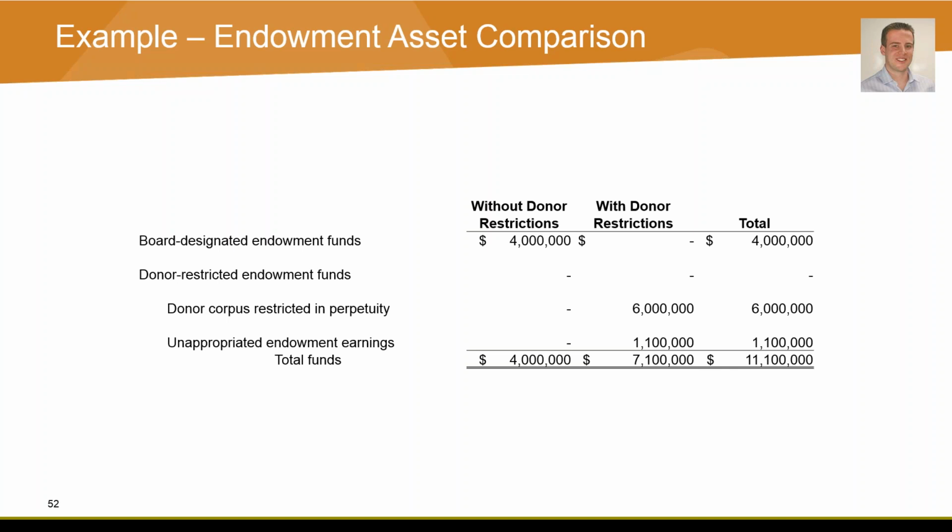I just want to make sure I didn't misread the last slide, or maybe a slide a couple back, but it said you need to disclose the amount of underwater endowment even for board designated. That's not correct. I read that wrong, right, Matt? No, just for donor restricted. Only for donor restricted. Okay, great. Okay, and let's look at the next example.